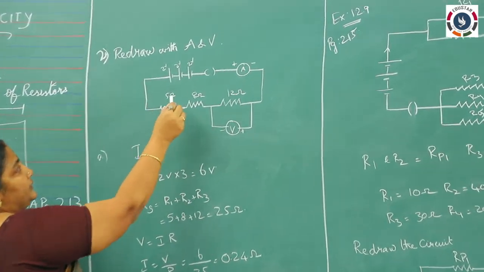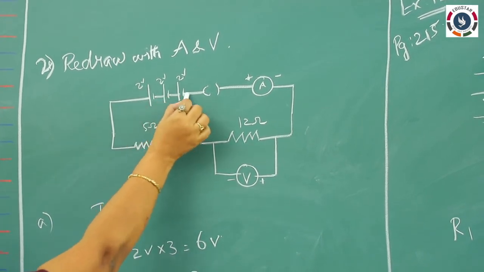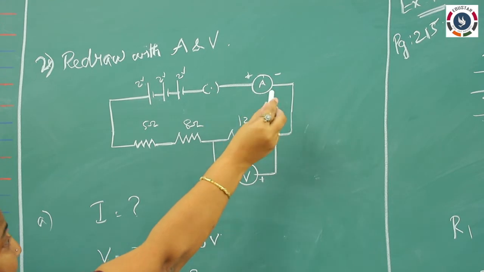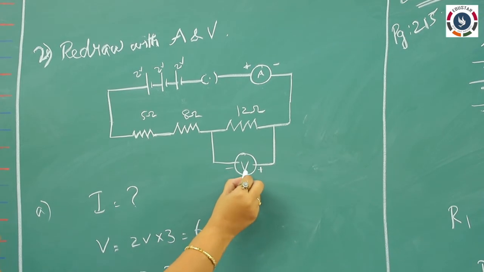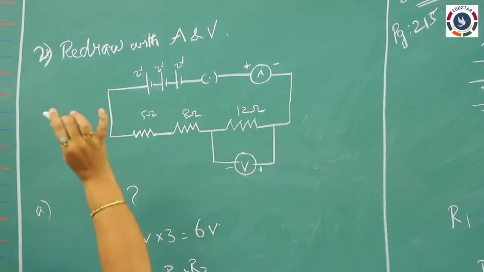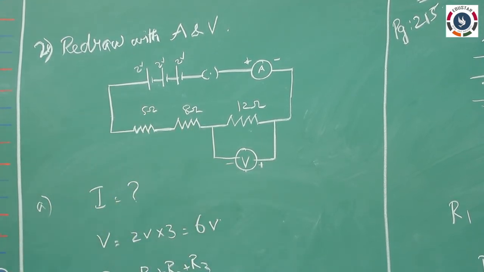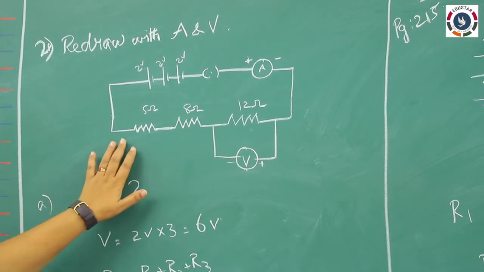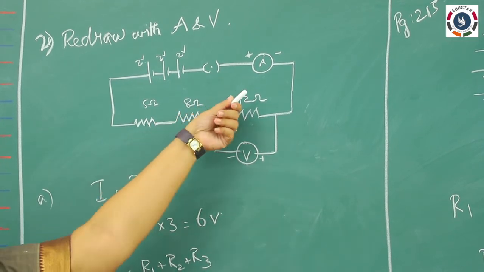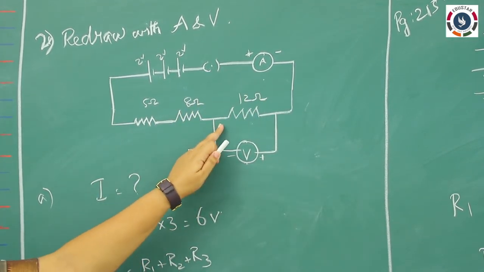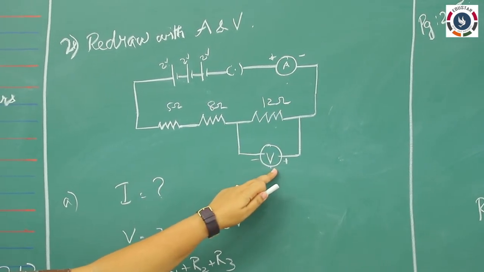So, now redraw the circuit. Your battery consists of 3 cells of 2 volt each, a plug key, an ammeter and 3 resistors, and we are going to measure the potential difference using a voltmeter across this 12 ohm resistor. Now you have reconstructed the complete circuit diagram. Once again, they asked you to include an instrument to measure current, so we have included an ammeter, and they asked us to find the potential difference across the 12 ohm resistor, so we have included a voltmeter here.